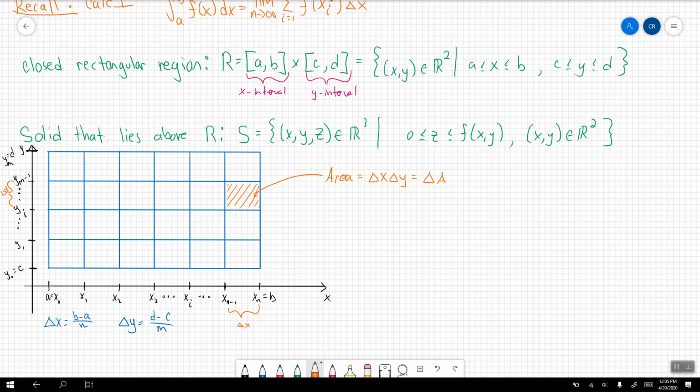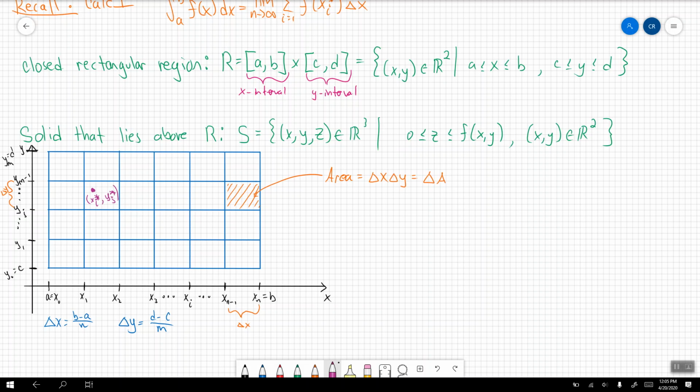Awesome. So now that we're here, what I want to do is go through and create some random sample point. Let's say we pick the sample point here. What I'm going to do is label this sample point x sub i star and y sub j star.